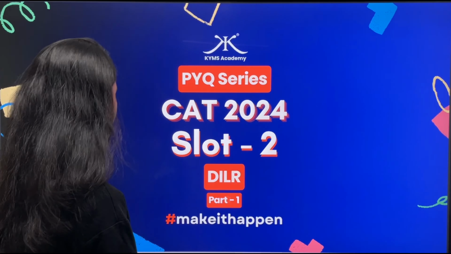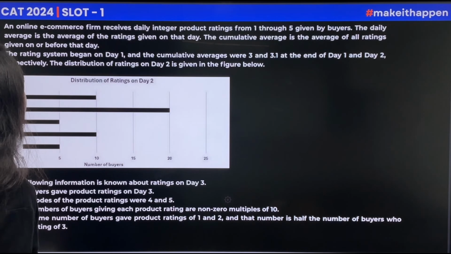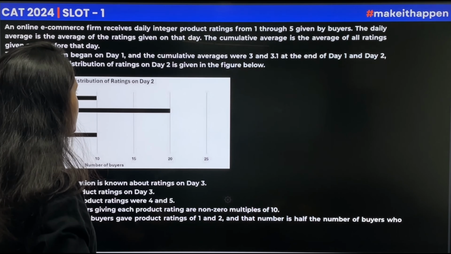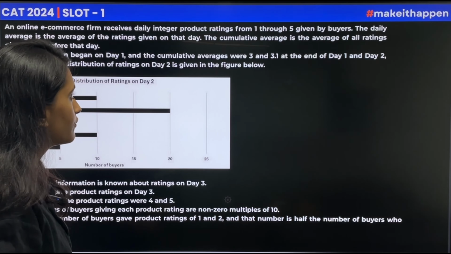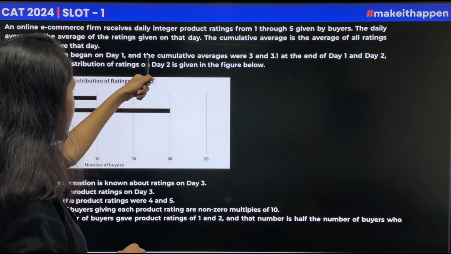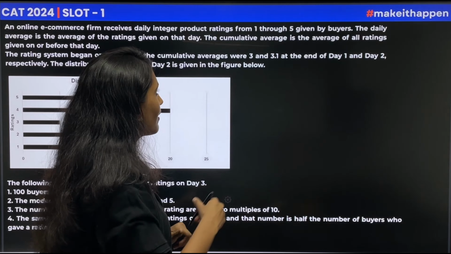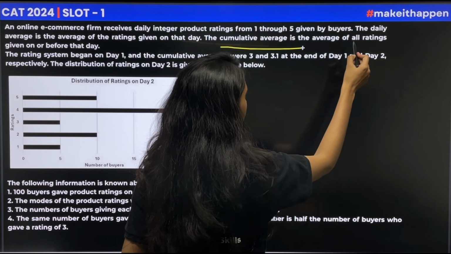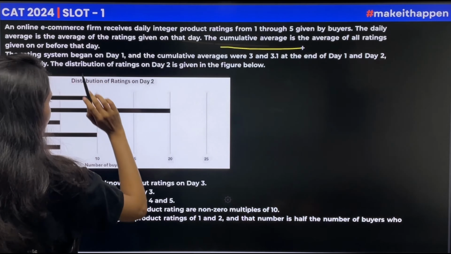So let's see what the first question says. An online e-commerce firm receives daily integer product ratings from 1 through 5 given by the buyers. The daily average is the average of the ratings given on that day. The cumulative average is the average of all ratings given on or before that day.